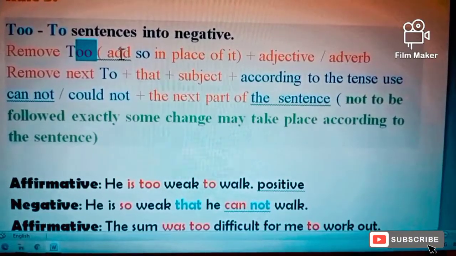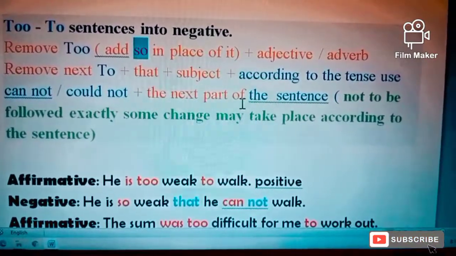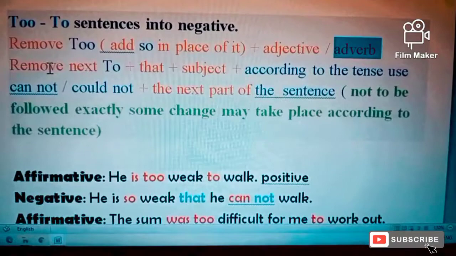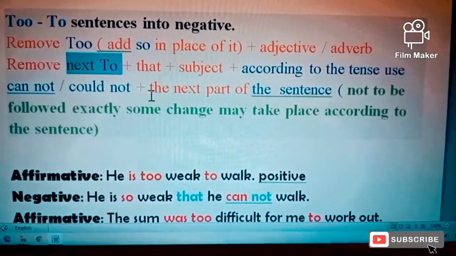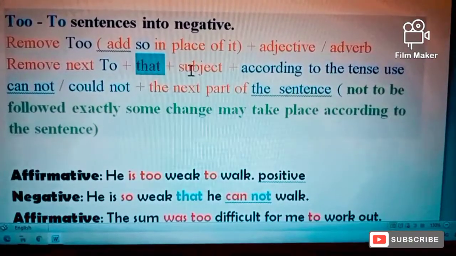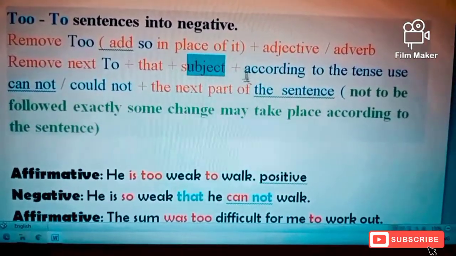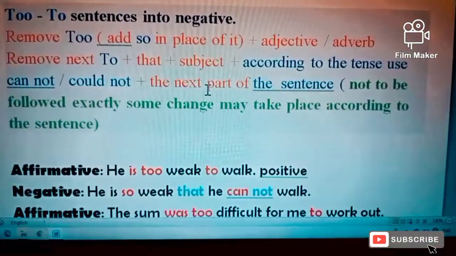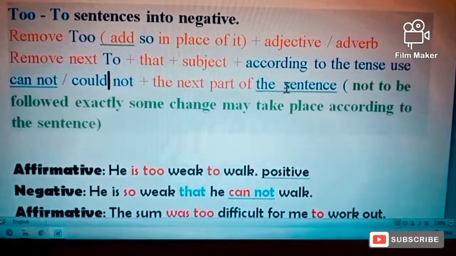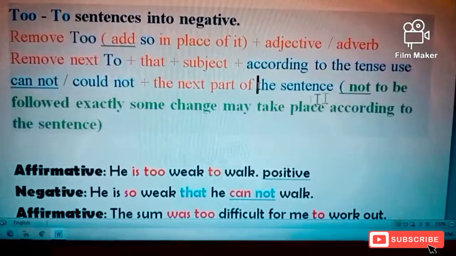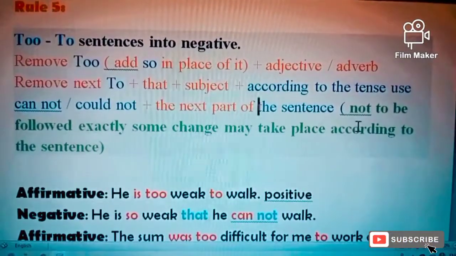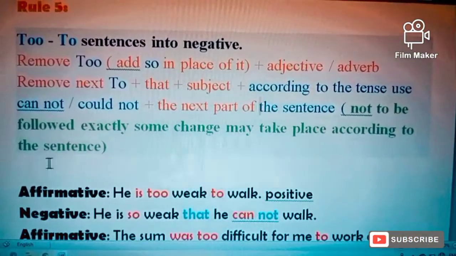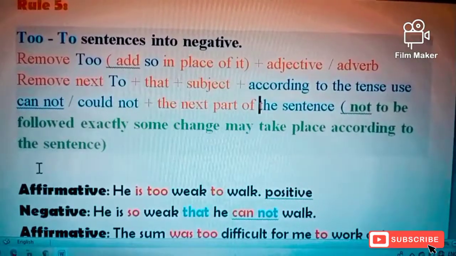Remove the first "too" that is given in the sentence, and in place of that we need to add "so." After that we need to add the adjective or adverb as it is given in the sentence. Then we need to remove the next "to." After that add the conjunction "that," then use the subject according to the sentence. Then, according to the tense, use "cannot" or "could not," and the rest of the sentence as it is. This is a basic rule we need to apply, but it doesn't mean that we need to follow the same exact rule for all sentences containing "too." Necessary changes should be made according to the sentences used.